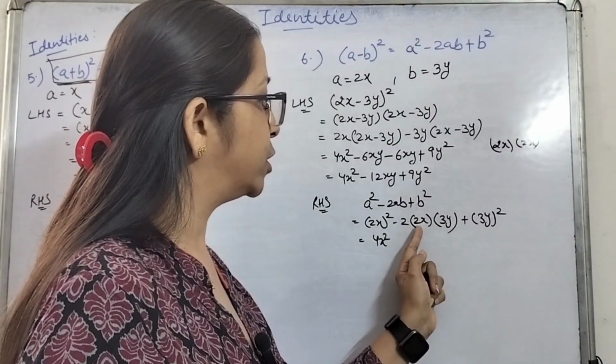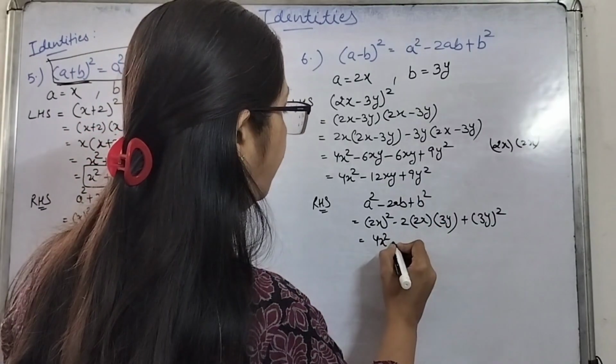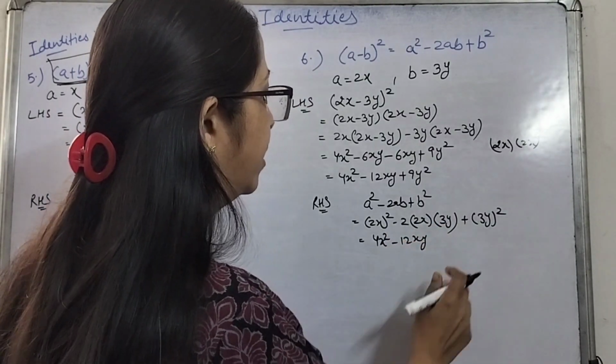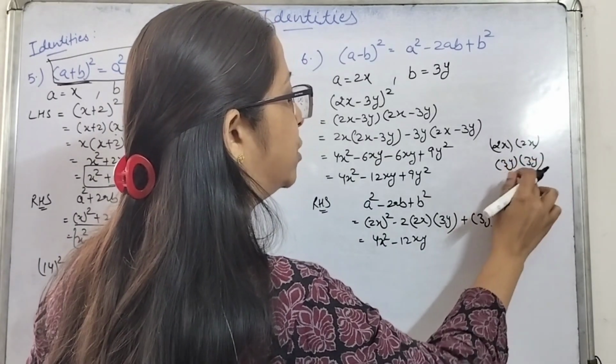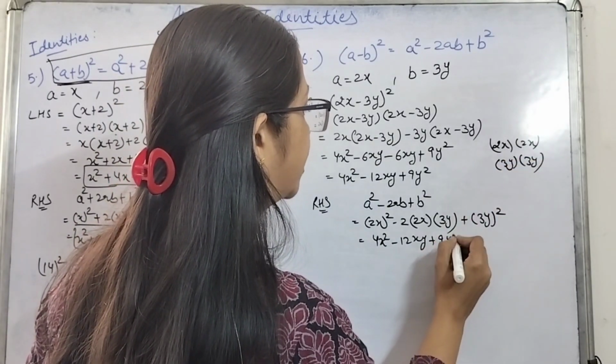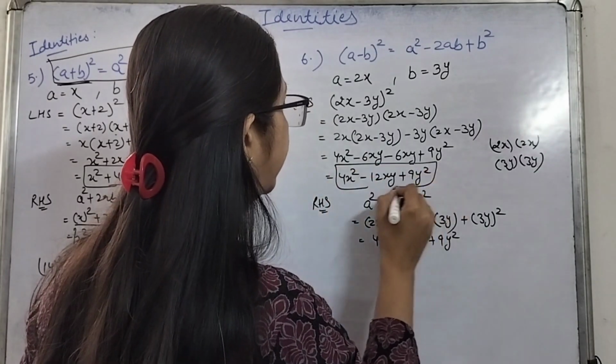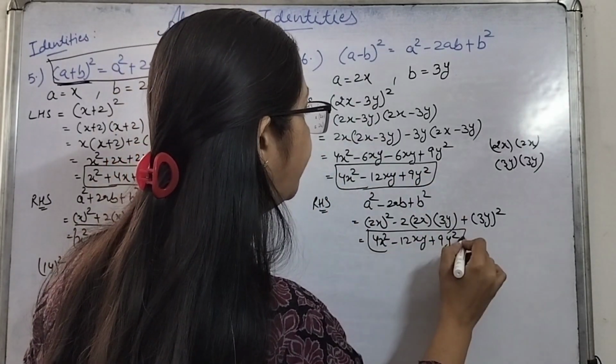Now 2 multiplied by 2 is 4 and 4 3s are 12, minus 12xy. And 3y whole square means 3y multiplied by your 3y. So 3 3s are 9y square. So we can see that your LHS and RHS part are equal.